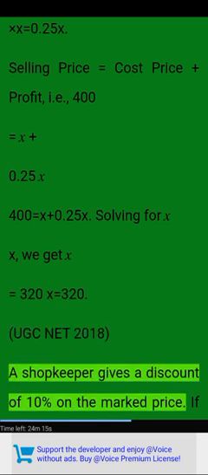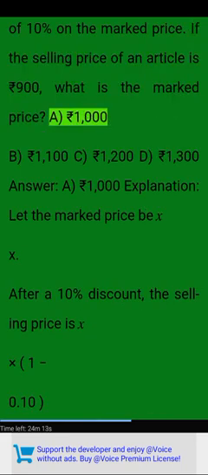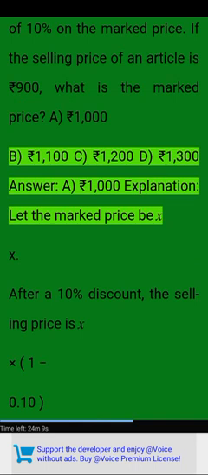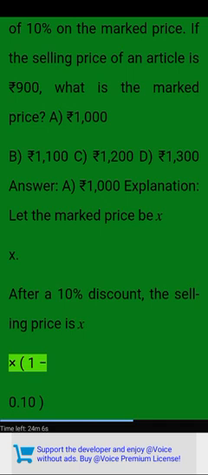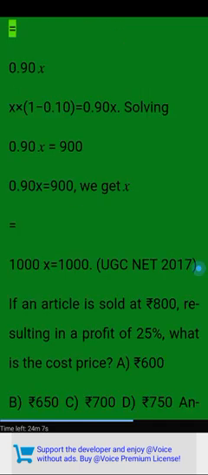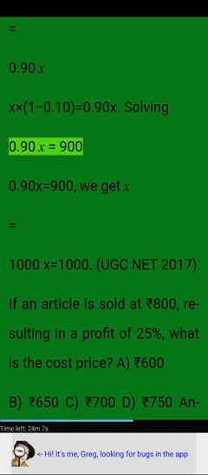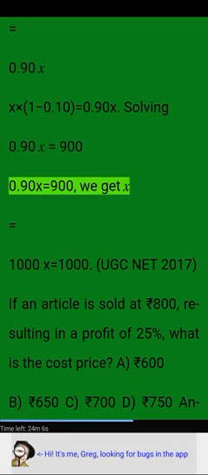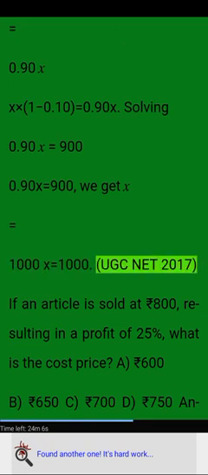UGC NET 2018. A shopkeeper gives a discount of 10% on the marked price. If the selling price of an article is 900 rupees, what is the marked price? A. 1,000 rupees. B. 1,100 rupees. C. 1,200 rupees. D. 1,300 rupees. Answer. A. 1,000 rupees. Explanation. Let the marked price be X. After a 10% discount, the selling price is X times 1 minus 0.10 equals 0.90X. Solving, 0.90X equals 900. We get X equals 1,000. UGC NET 2017.